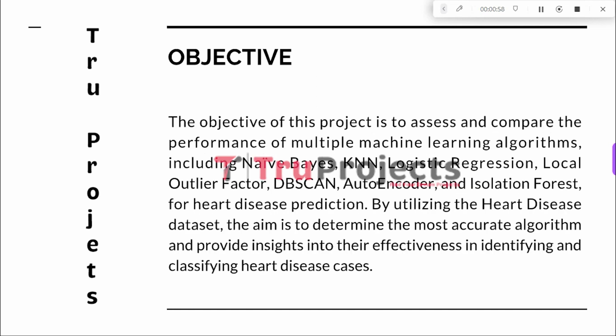and ultimately making a difference in saving lives. The main objective of this project is to evaluate and compare the effectiveness of various machine learning algorithms such as Naive-Bayes, KNN, logistic regression, local outlier factor, DB-scan, autoencoder, and the isolation forest for predicting heart disease. By using the heart disease dataset, the objective is to identify the algorithm that achieves the highest accuracy and to gain insight into the performance of each algorithm in accurately detecting and classifying cases of heart disease.